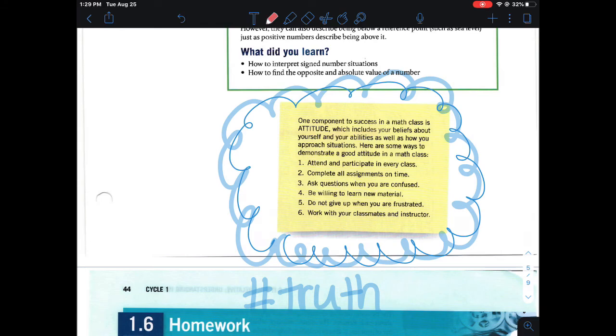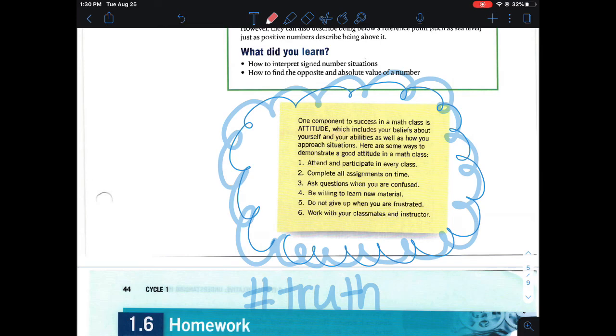And then if you want to go ahead and read through this sticky note, I think it speaks a lot of truth, especially as we're in this remote environment. One component to success in a math class is simply your attitude. It's the belief about yourself and your abilities, as well as how you approach different situations. So if you're sitting here complaining about e-learning, you're probably going to have a very bad attitude towards your classes. It might not just be this class. It could be any one of your classes. And if you're approaching it in a negative way, it'll probably reflect in your grades.